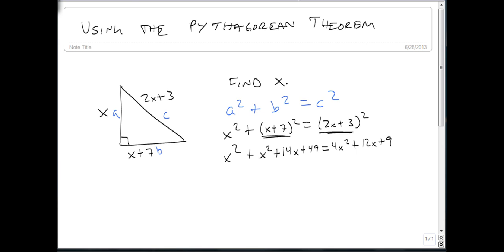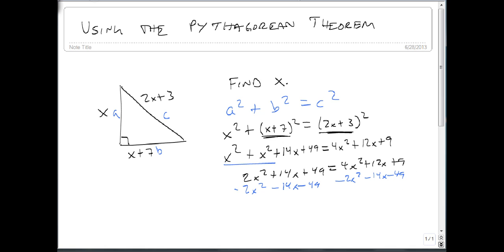Now, we want to move everything over to one side, and we really want to start by combining like terms. So this becomes 2x squared plus 14x plus 49 equals 4x squared plus 12x plus 9. Now we want to subtract things over, to get 0 equals 2x squared minus 2x minus 20. Sorry, minus 40. We're almost ready.